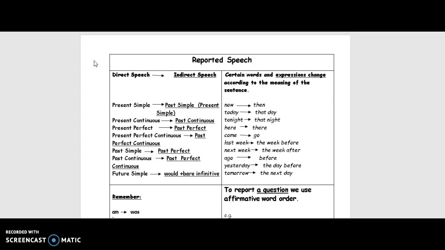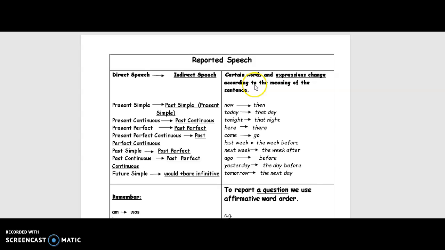We have some changes in verb tenses. If a person says something in the present simple, we will report it in the past simple. If the person says something in the present continuous, it changes to the past continuous, and so on.